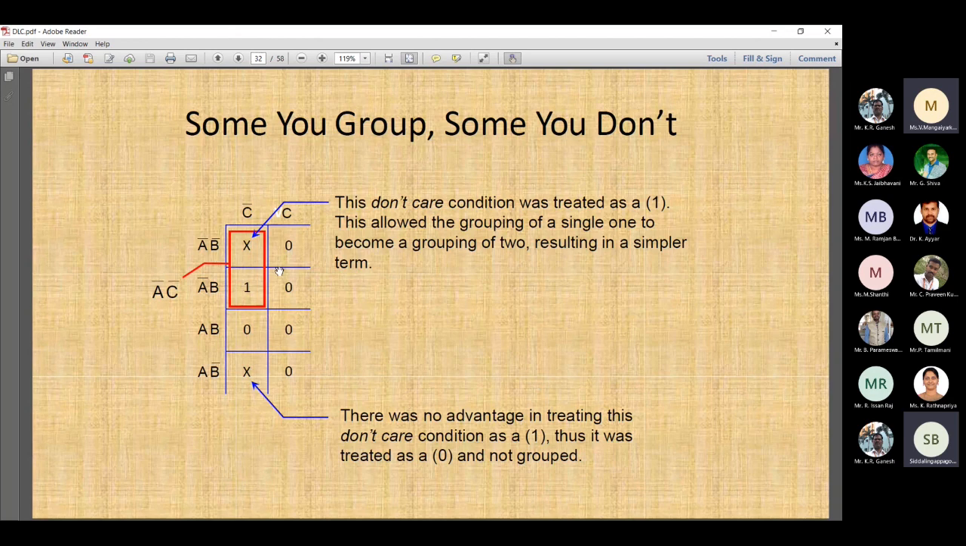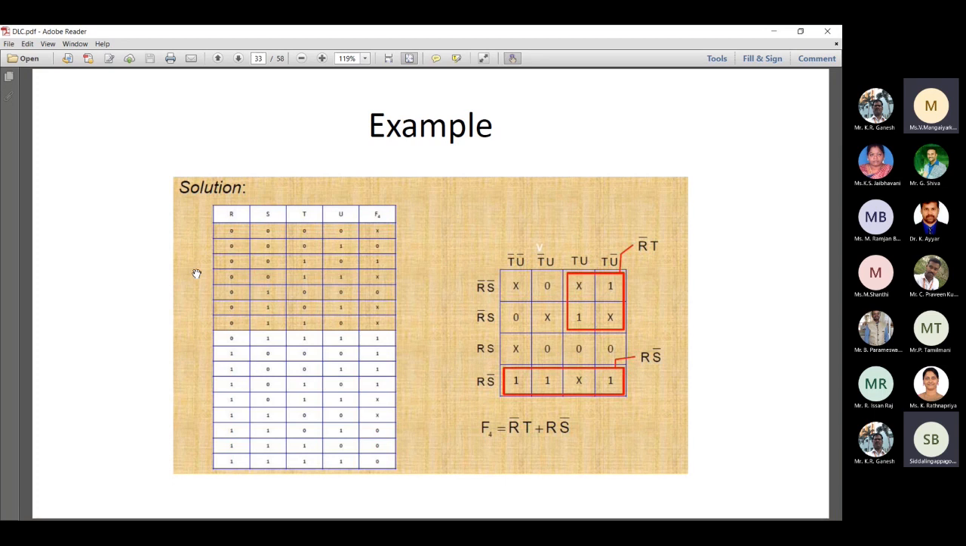Don't care grouping is possible whenever this one is there. X is nothing but a don't care. It can be a 0 or 1, right? Whenever you want to group, you can use this don't care, right? If there is a 1 here, you can group this one, no need to group with a don't care. If there is no possibility of grouping 1, you can use the don't care and group it, right? So the common term is A C bar, that is A bar is there, and here is C bar. That is how you can write it, right?